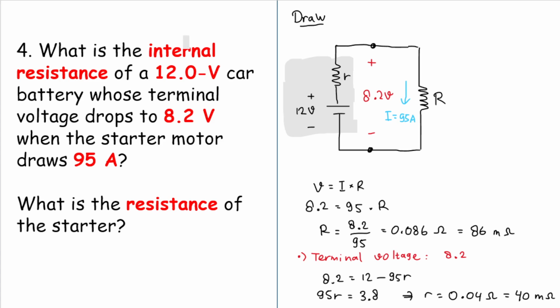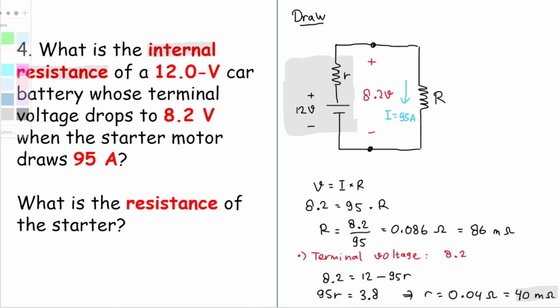Okay, and then the internal resistance is this one that I highlighted in gray. But the resistance of the starter is this one here that I highlighted in blue.